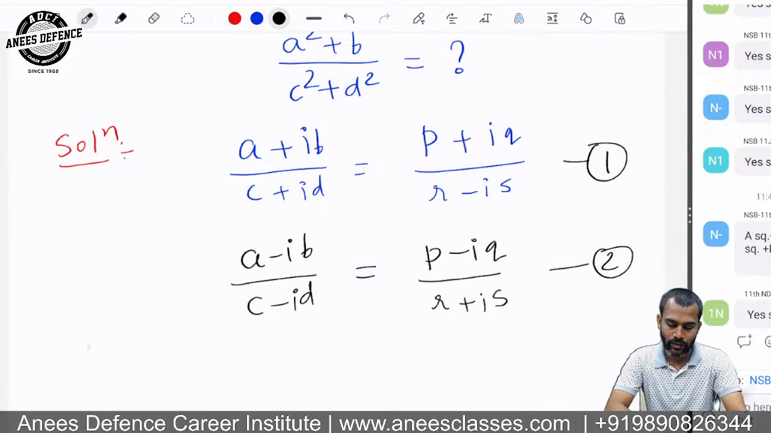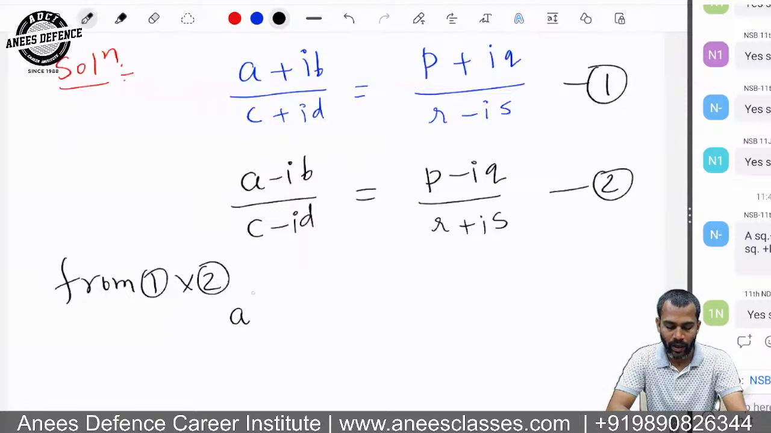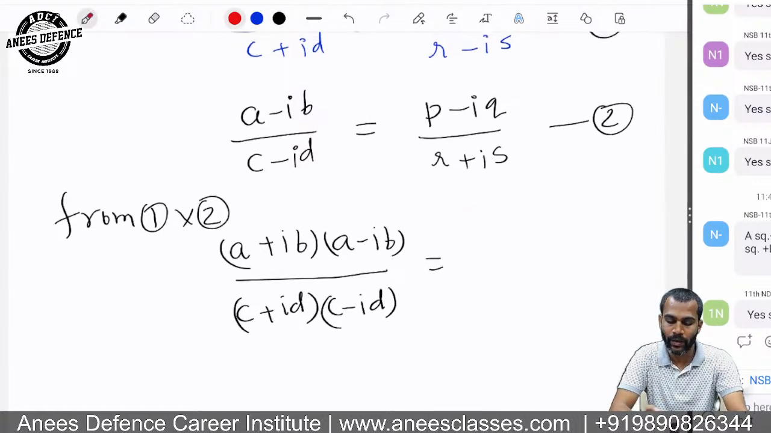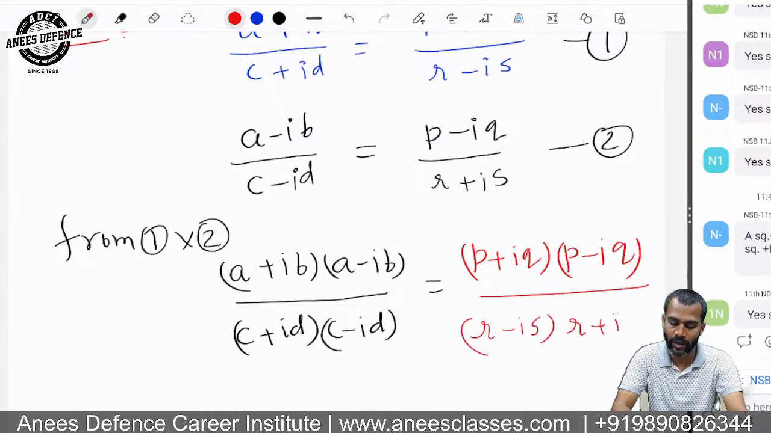Now multiply both the equations. So from 1 into 2, what will we get? Left hand side, if you multiply, it becomes a plus ib into a minus ib. Yes or no? Similarly, in the denominator, what will we get? c plus id into c minus id. Similarly, here you will get p plus iq into p minus iq, divided by r minus is into r plus is. Doesn't matter, yes or no? If plus is before minus, no issues.